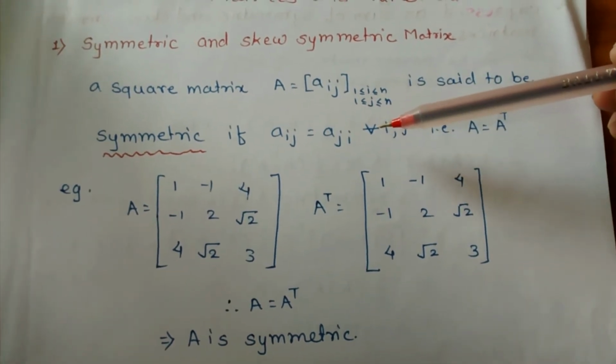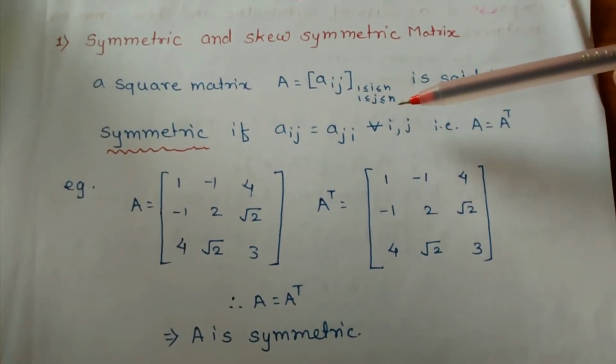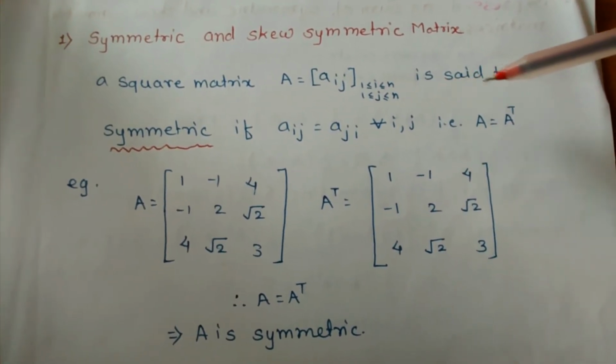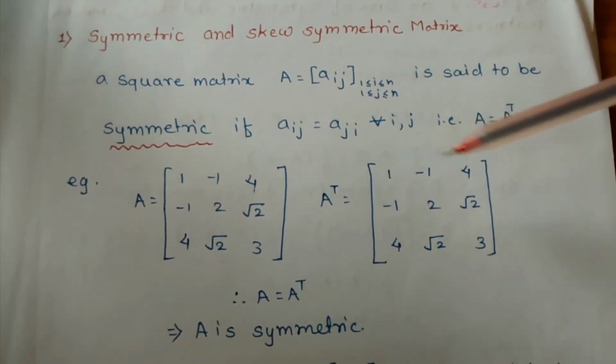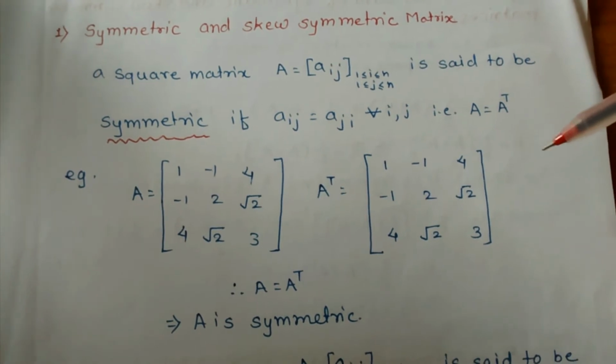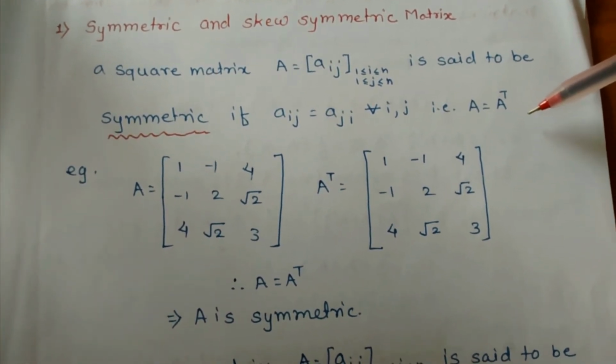Basically a square matrix, which is given in the form A equals [a_ij], 1 less than or equal to i less than or equal to n, 1 less than or equal to j less than or equal to n. It is said to be symmetric if a_ij is equal to a_ji for all i and j, that is, A equals A transpose.